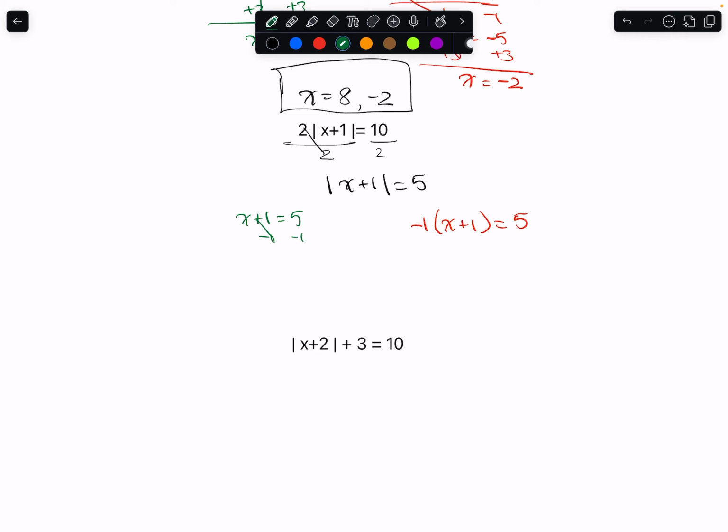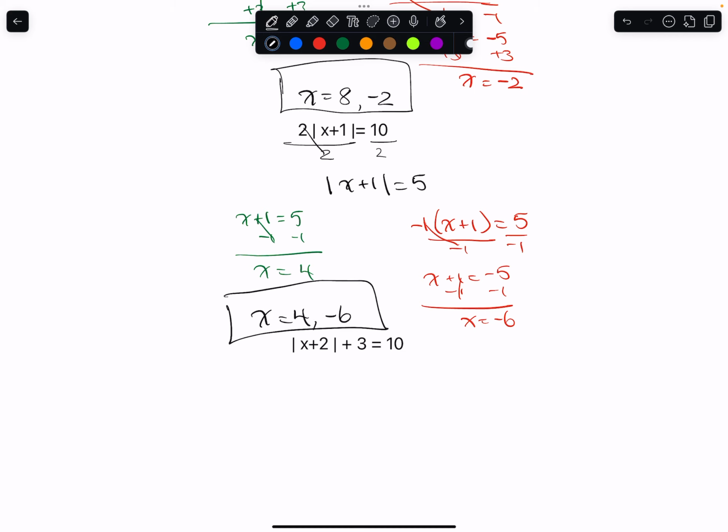Positive minus 1, x equals 4. Negative, x plus 1 equals -5 minus 1, where x equals -6. So your answer here would simply be x can be 4 or it can be -6. And they will both fit into our original equation, which is not that one. This is just a modification, which is this question.